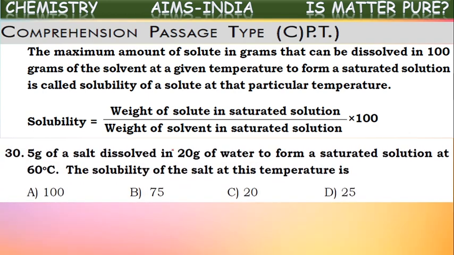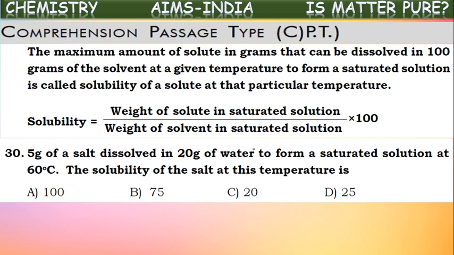First one among these, 5 grams of salt is dissolved in 20 grams of water to form a saturated solution at 60 degrees Celsius. The solubility of the salt at this temperature is? So here they have given the weight of the solute and the weight of the solvent also, and these two formed a saturated solution. Now by using these we have to calculate the solubility of the solution formed.